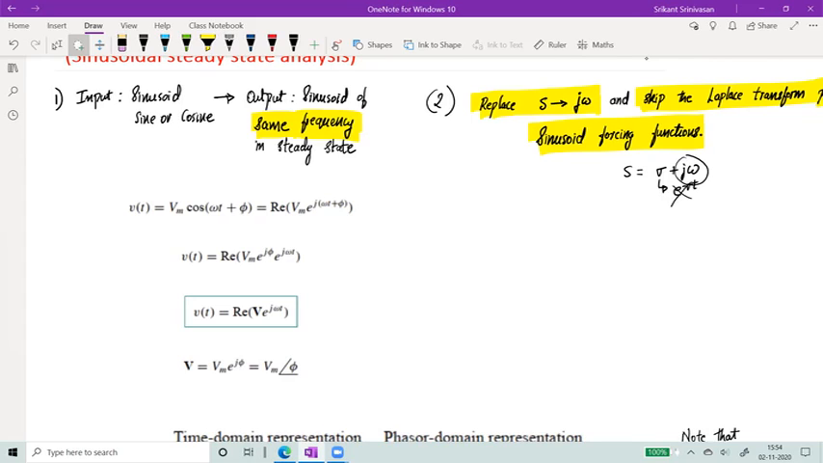Now I can rewrite this using Euler's identity, that cosine(omega t plus phi) is the real part of e power j(omega t plus phi). And therefore I can say that this voltage, which is some sinusoid function, is given by the real part of Vm times e power j(omega t plus phi). And I can split it into two terms, exponential of j phi and exponential of j omega t.